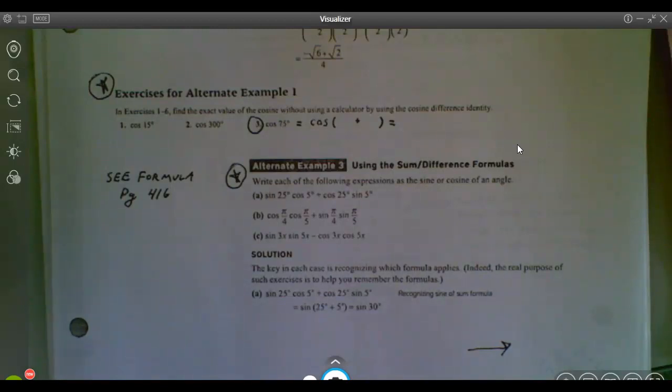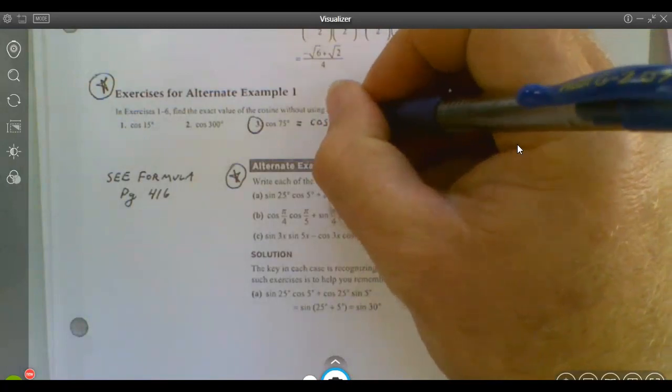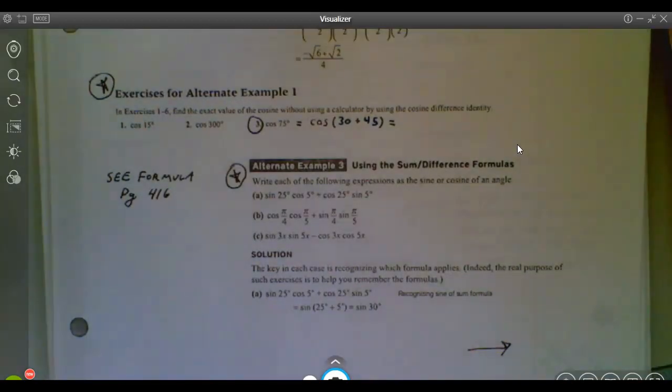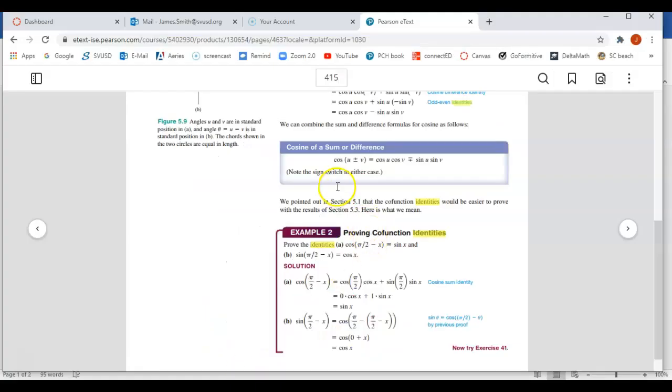I wanted you to see the other version where it's now a sum problem, and so we're going to use addition instead of subtraction on this one. So 75, if I wanted to consider two angles that add up to 75, such as 30 and 45. So now if we throw that into the formula that I was showing you, which looks like this one. The u, the way I just wrote it, is going to be my 30 degrees. The v is going to be my 45 degrees. And so we're going to throw out this scenario right here. So cosine, cosine, minus sine, sine.